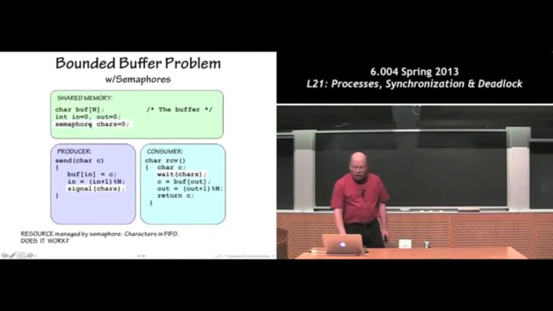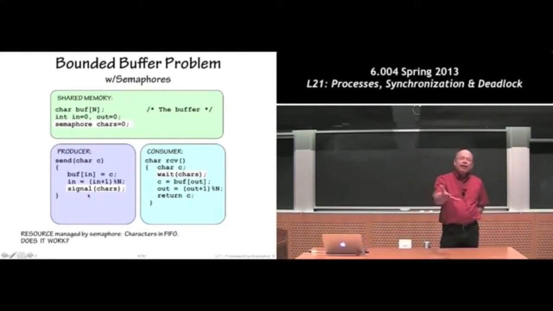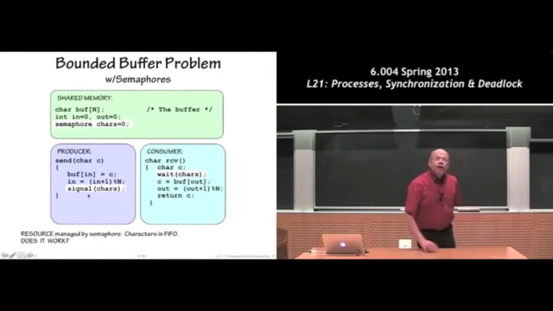Okay. So we're going to use semaphores in our bounded buffer problem. We're going to use that to indicate the number of characters that are in the buffer. So initially the number of characters in the buffer is 0. And every time the producer produces a character, it will signal that there's another character in the buffer. So the resource we're managing is the number of characters available in our shared buffer.